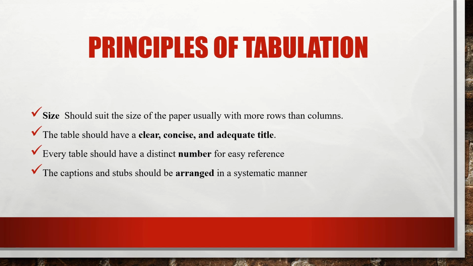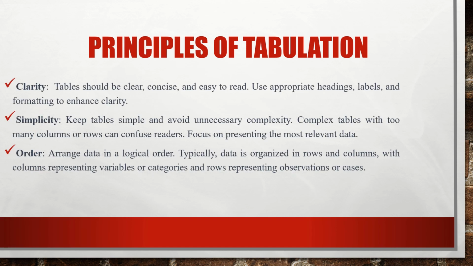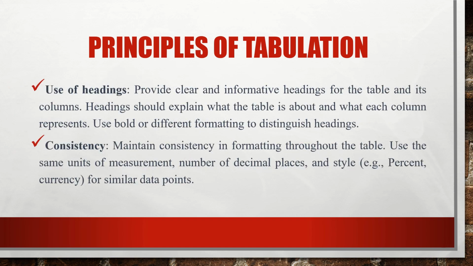Size is very important in the principle of tabulation. Then clarity, adequate title, conciseness, the table number and the arrangement are the important principles of tabulation. We can explain them. First one, clarity. The content of the table should be very clear and easy to read. Simplicity is another important principle. We should avoid unnecessary complexity in the table. The arrangement of the table should be in a logical order.